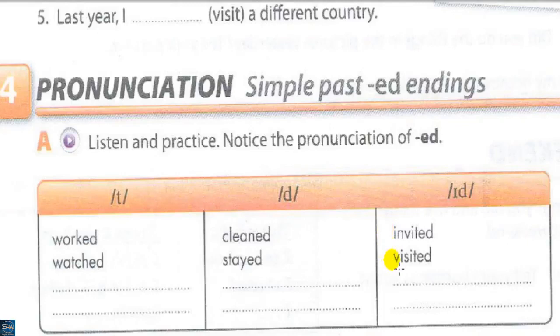Page 93, exercise 4, pronunciation. Simple past ed endings. Part A. Listen and practice. Notice the pronunciation of ed. These verbs end in t. Worked. Watched. These verbs end in d. Cleaned. Stayed. These verbs end in id. Invited. Visited.